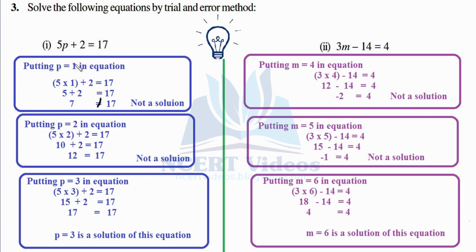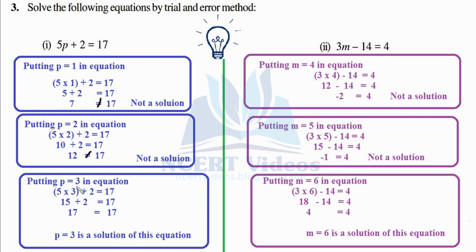Now putting p equal to 2. Now 5 into 2 is 10, plus 2, equal to 17. Now 10 plus 2 is 12, and we see that we are coming nearer to 17. Although 12 is not equal to 17, we are still coming closer. So this gives us an idea: if we increase the value of p by 1.